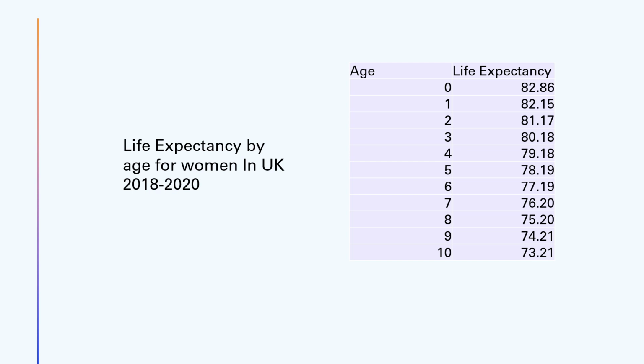If we go down to look at life expectancy at age 10, we can see that at age 10, women could expect to live an additional 73.21 years. We can see that actually that is slightly higher than the life expectancy at birth, because at age 10, if you're expecting to live another 73.21 years, that means in total you're going to be living 83.21 years. So there still is a slight impact of surviving the first year of life, but it's nothing like what we observed in the mid-19th century.